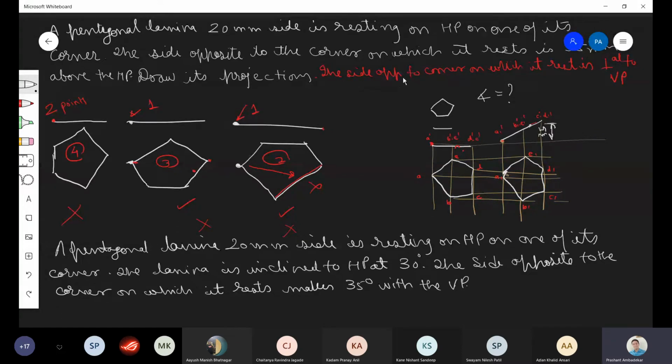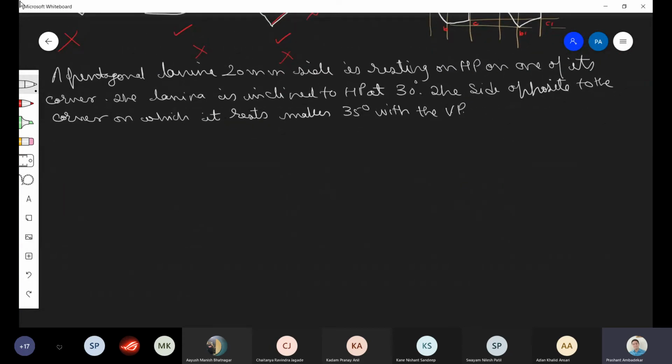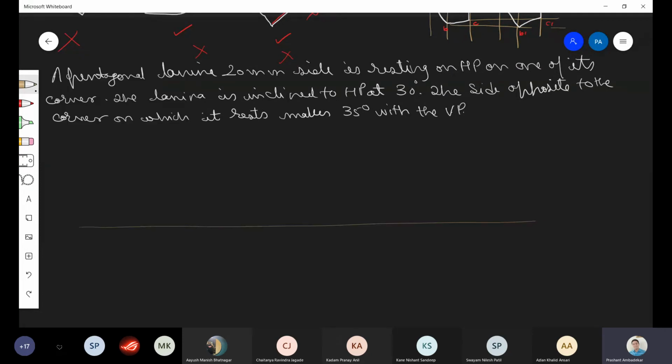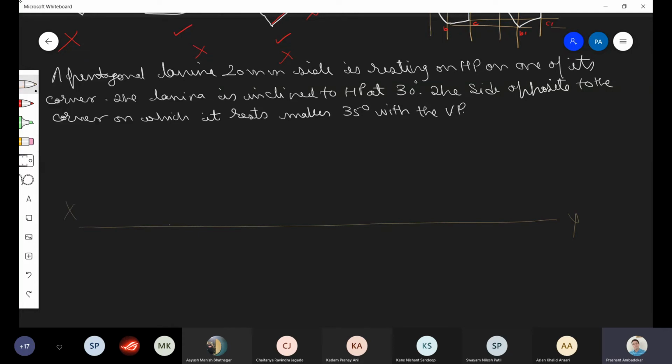See what it says. It says that the side opposite to the corner on which it rests is perpendicular to VP. That is this. Now in this case, it says that the side opposite to the corner on which it rests makes 35 degrees with VP. So when it is saying that it is making 35 degrees with VP, it means that we will have to draw one more stage here. And how will it be drawn? Pay attention. So we'll first start with the XY line like this. Here we know that this will be a line and this will be a pentagon like this.